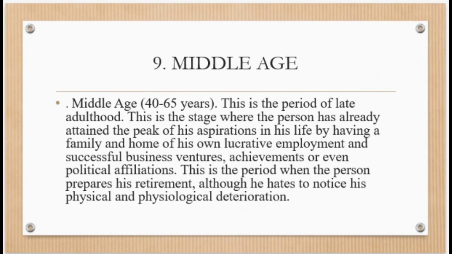Number 9, middle age. Middle age, 40 to 65 years. This is the period of late adulthood. This is the stage where the person has already attained the peak of his aspirations in life by having a family and home of his own, lucrative employment, and successful business ventures, achievements, or even political affiliations. This is the period when the person prepares for his retirement, although he hates to notice his physical and physiological deterioration.